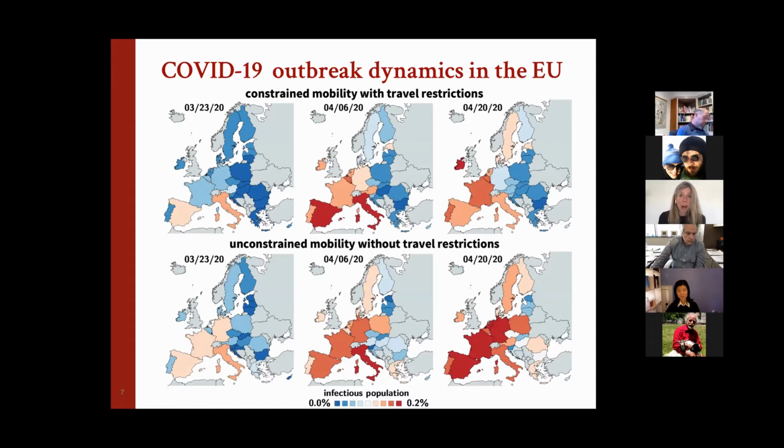So you can see on top a simulation with the travel restrictions in place. So that's what actually happened. And we simulated it with our model. And then underneath you can see what we studied: what would happen if there were no travel restrictions. And you can see there's a much larger red, so a larger infectious population, especially in Central Europe, Spain, France, Germany, the Netherlands. Whereas with the travel restrictions in place, you can see everything is more blue and actually less spread.